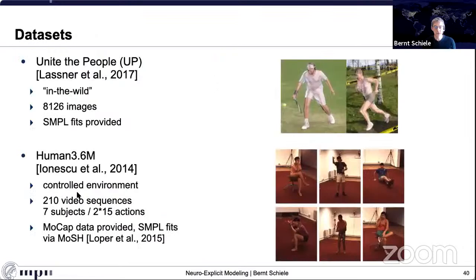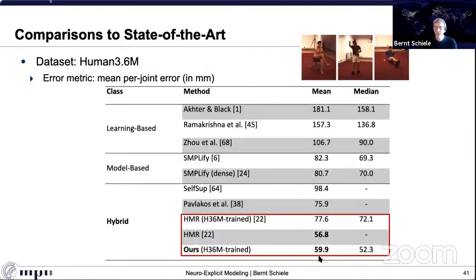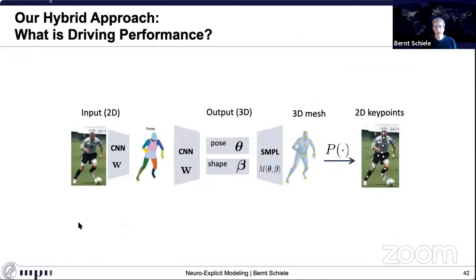Let me give you some intuition about the numbers. Here we're using Unite the People as one data set and Human3.6M as the other. Lower is better here for the mean. We're getting roughly the same error as other hybrid models, while they're actually trained on much more data. But that's a detail, not really what I want to talk about. I really want to talk about what is driving the performance, and can we actually reduce the amount of training data?